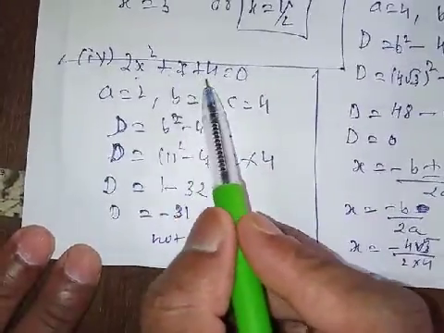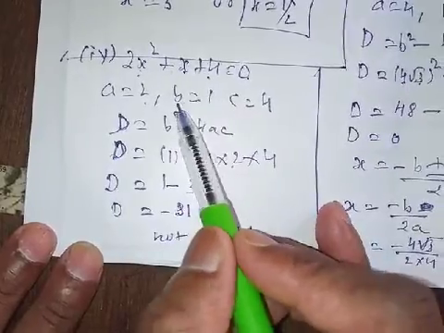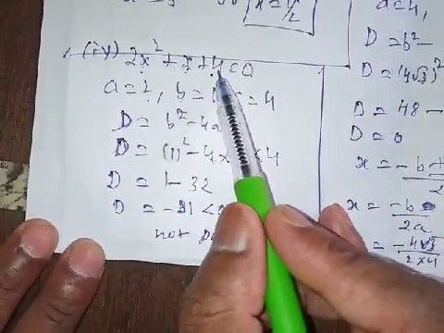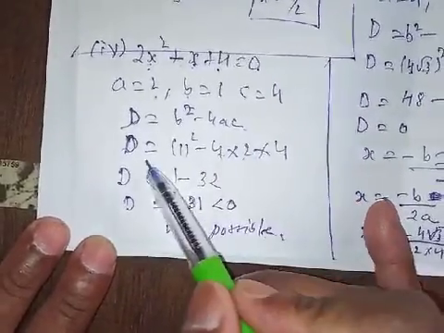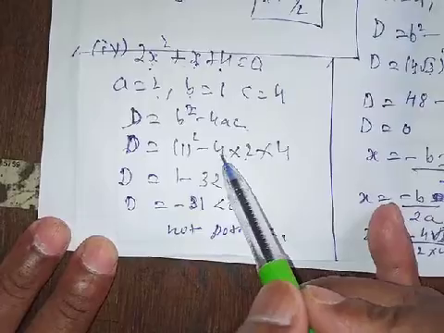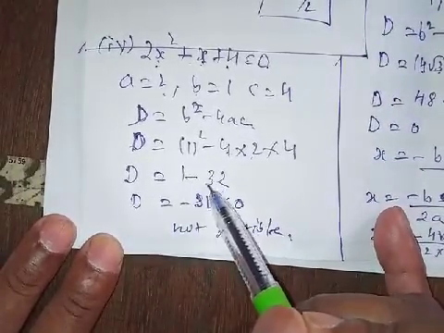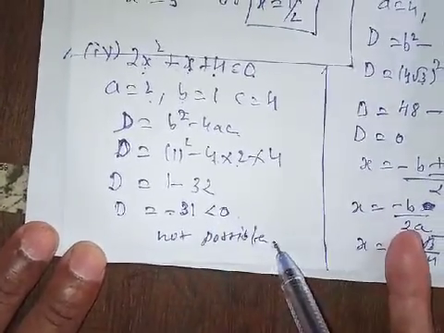2x square plus x plus 4 is equal to 0. So a is equal to 2, coefficient of x square, b is 1, coefficient of x, then c is 4. So d is equal to b square minus 4ac. So d is equal to 1 square minus 4 into 2 into 4. It becomes 32. So 1 minus 32 is minus 31, which is less than 0. So it is not possible.